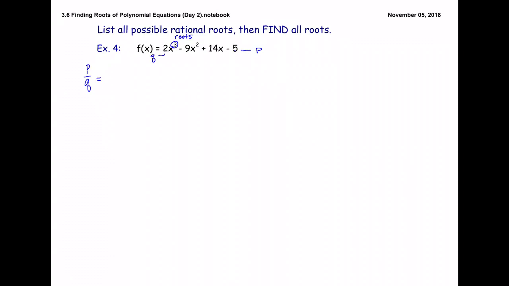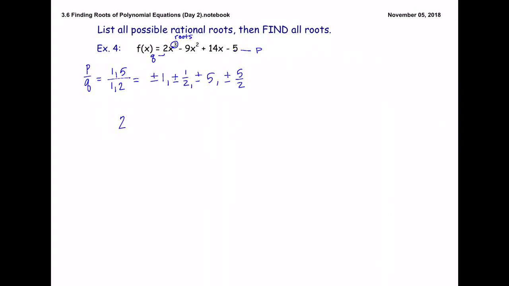So the factors of 5 are 1 and 5. The factors of 2 are 1 and 2. So our possible roots are plus or minus 1, plus or minus 1/2, plus or minus 5, and plus or minus 5/2. Remember, those are our possible real roots. We can have our complex or imaginary roots. To find all of our roots, we want to use synthetic division.